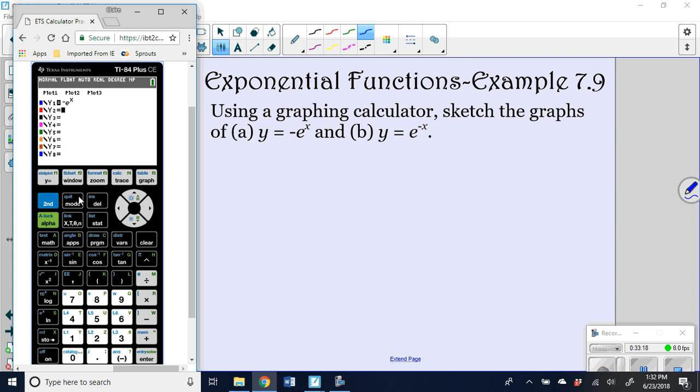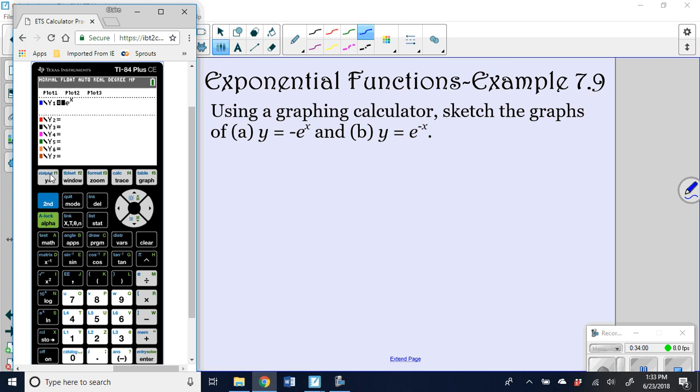Now we need to go to our window. I'm going to make it back to my -10, 10, 1, -10, 10. And you can also do that on Zoom. We haven't talked about Zoom before, but if you go to Zoom Standard, which is number 6, that'll fix it for you as well. So that is the graph of -e to the x. You don't have to adjust the mode because we're not dealing with sine, cosine, or tangent, so it doesn't matter that it's in degree or radians. It won't change your graph.